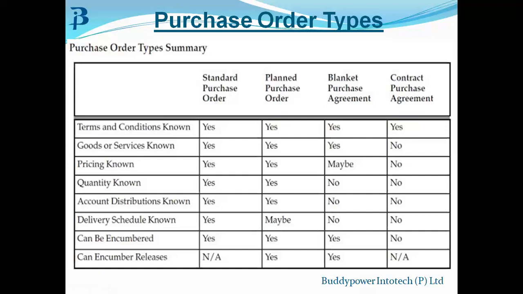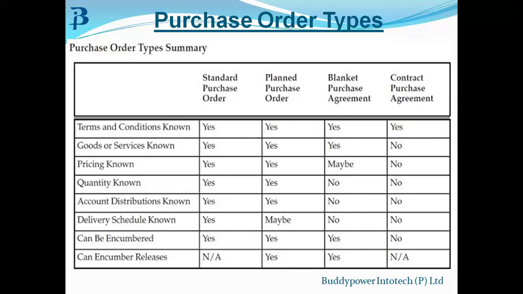Usually a blanket purchase agreement can be created for a single organization, or shared by different business units of the organization, which are called global blanket agreements. When you have business units in different countries, you can use global blanket agreements for that. Then you have blanket releases under the blanket purchase agreements. What does that mean?